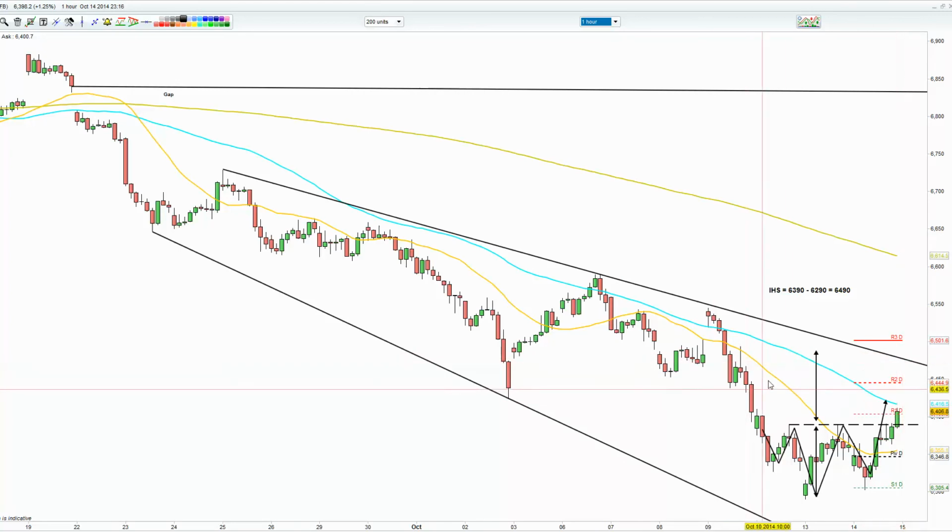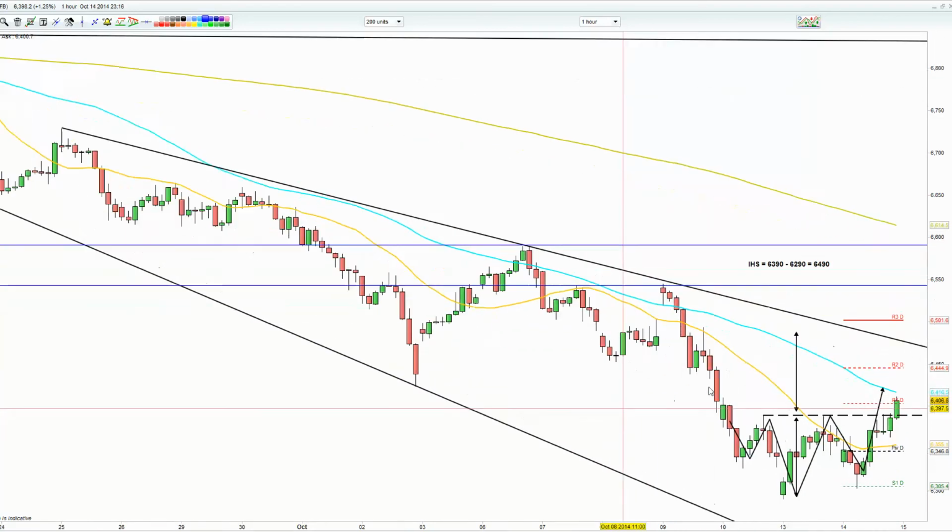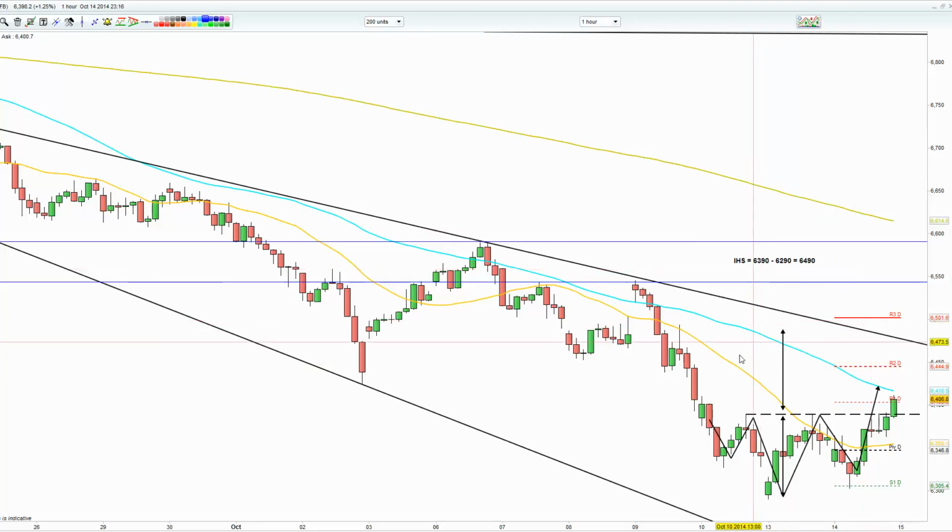And obviously if you do break out of this, then the 200 MA is next, and you can look at the potential horizontal resistance in this region here and horizontal resistance up here. So these are the two levels that we watch out for, okay? And that's basically what we'll be observing from that perspective.